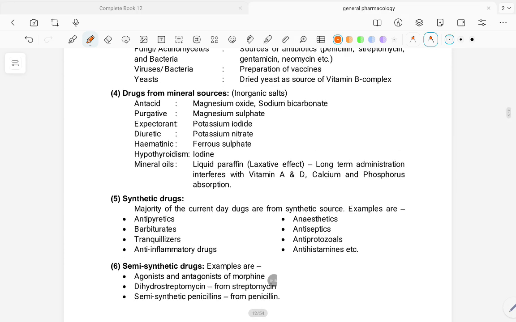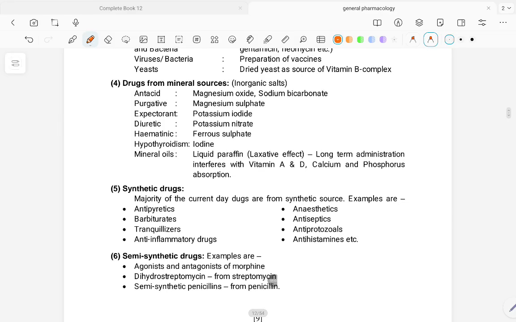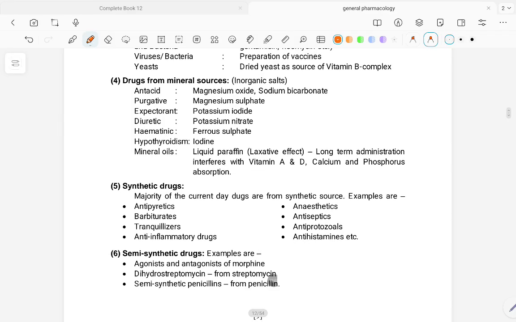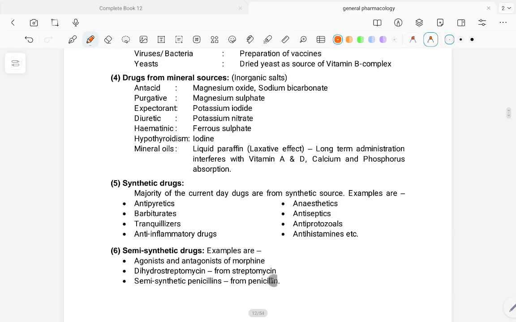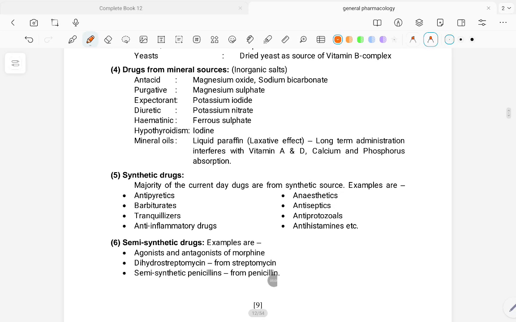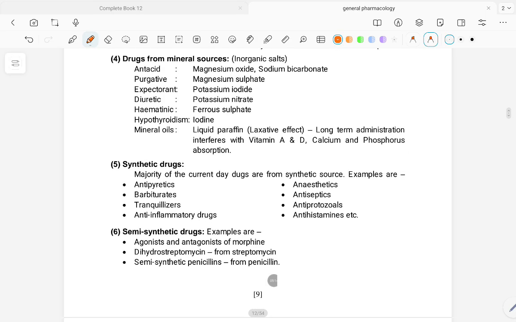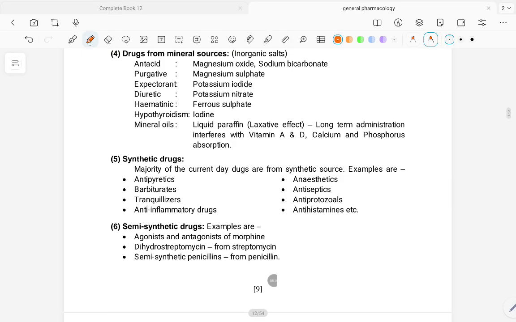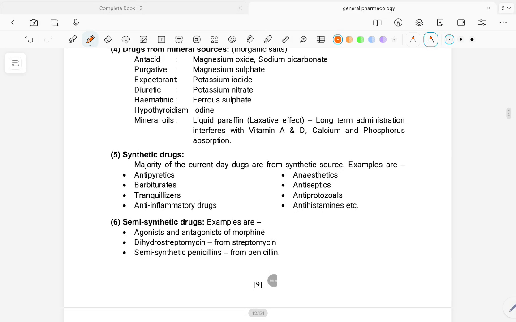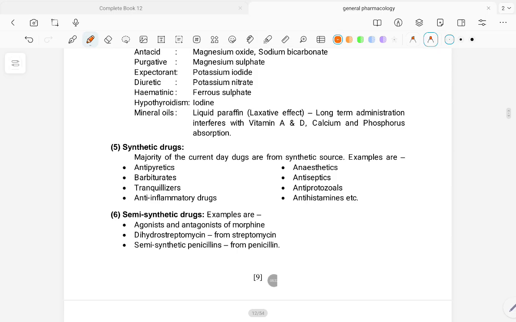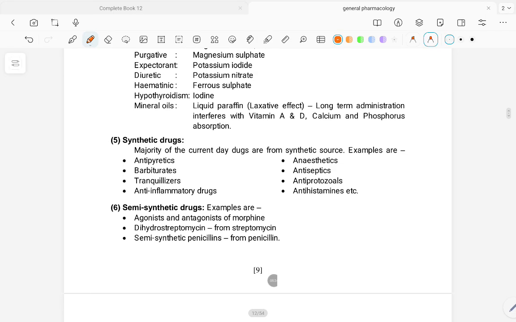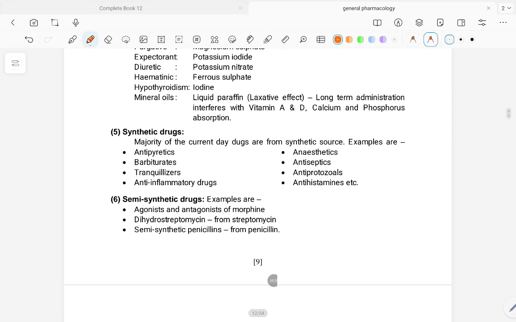Drugs from mineral sources, inorganic salts. Antacids: magnesium oxide, sodium bicarbonate. Purgative: magnesium sulfate. Expectorant: potassium iodide. Diuretic: potassium nitrate. Hematinic: ferrous sulfate. Hypothyroidism: iodine. Mineral oil, liquid paraffin: laxative effect; long-term administration interferes with vitamin A, D, calcium and phosphorus absorption.